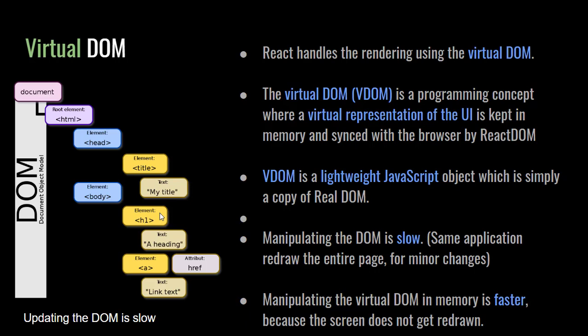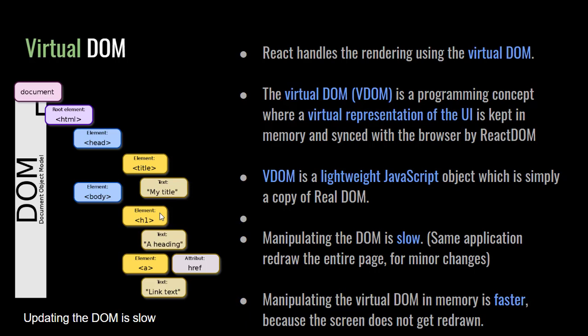It'll be compiled into an object that is like a tree, right? We have different roots, we have different branches that have nodes, and that's how they talk about the DOM tree, the document object tree. So React handles the rendering using something called a virtual DOM, because typically updating the DOM, the document object model, traditionally has been very slow.